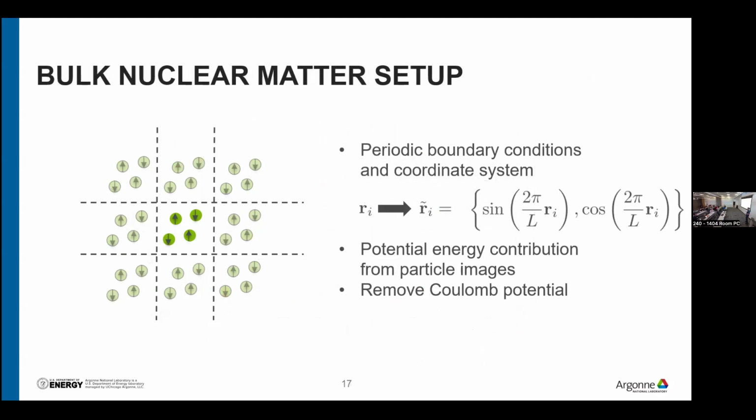Now, going on to the actual premise, the title of my talk, neutron star type physics, we need to change very little to make sure that we can represent the bulk material of neutron stars. We need to have a periodic coordinate system so that we're not needing to represent an infinite number of particles. We need to make sure we're taking into account the potential energy contributions from images in this periodic coordinate system. And we're going to remove the Coulomb potential since we can think of that as being mostly screened by the electrons in the neutron star.